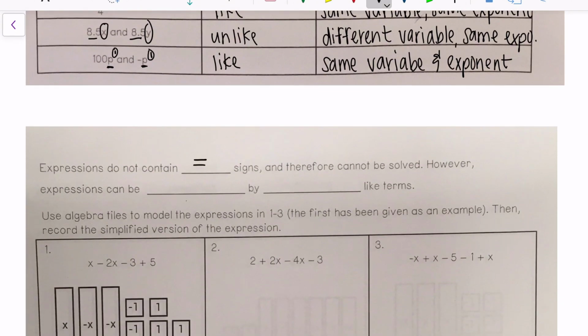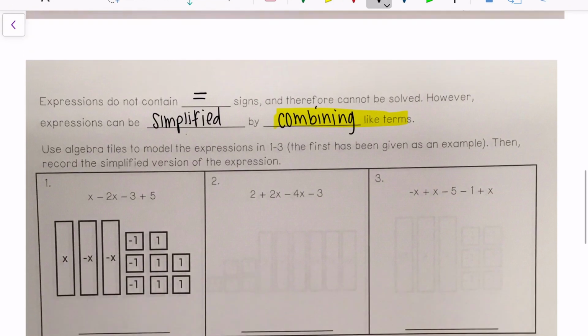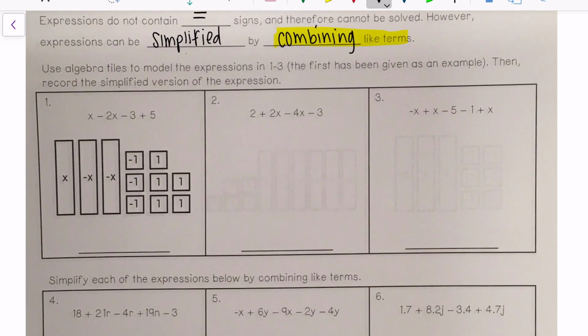So expressions do not contain equal signs, therefore cannot be solved. However, expressions can be simplified. And we do that by combining those like terms. Okay, so I'm going to show you a few examples here. I'm going to color code. I know it's not very easy for you to color code in your notebooks, but please just try your best here. So I am going to go ahead and make a square around my x values.